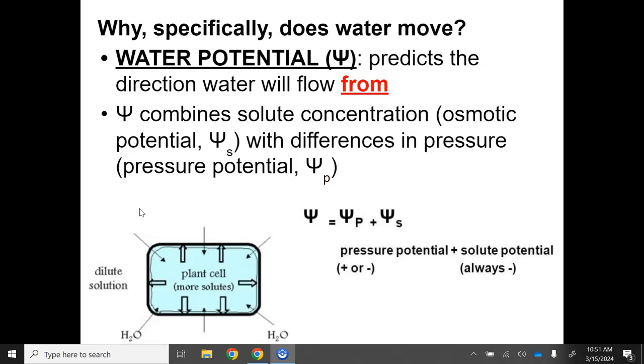Water potential includes the combined effects of solute concentration, which we call osmotic potential, and pressure potential, which has to do with the differences in pressure in and out of the cell. And so it is a math equation. When we look here, you can see that our water potential is equal to the pressure potential plus the solute potential.